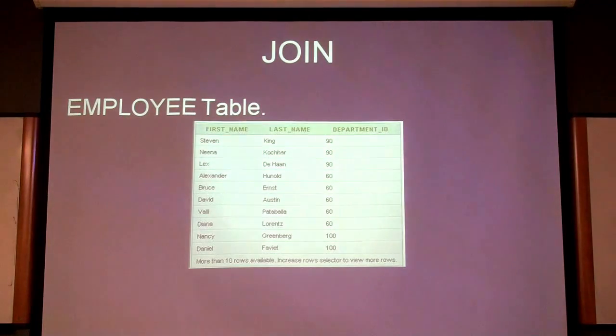Another example is that I'd like to create an employee phone book, essentially the company's phone book. I'd like to get the employee's first name, last name, and department name. If I query the employees table only, I'll get this information, because the department ID is listed in employees, but not the department name.